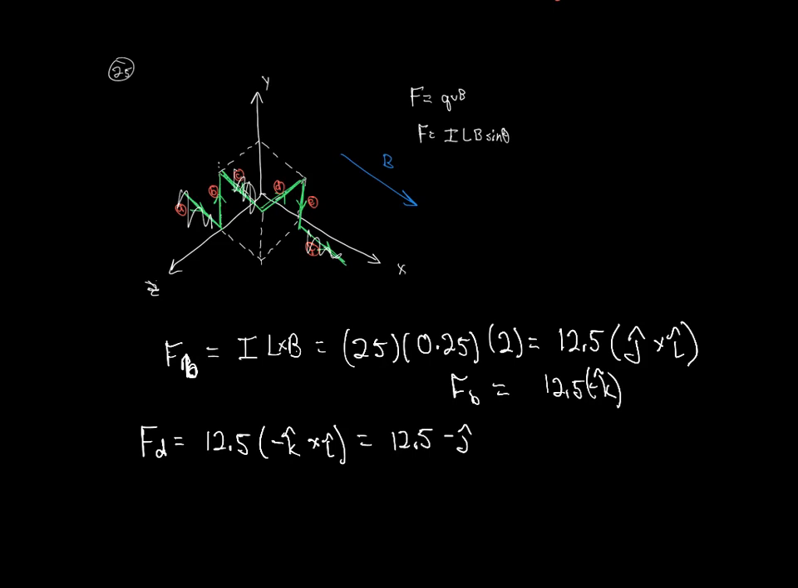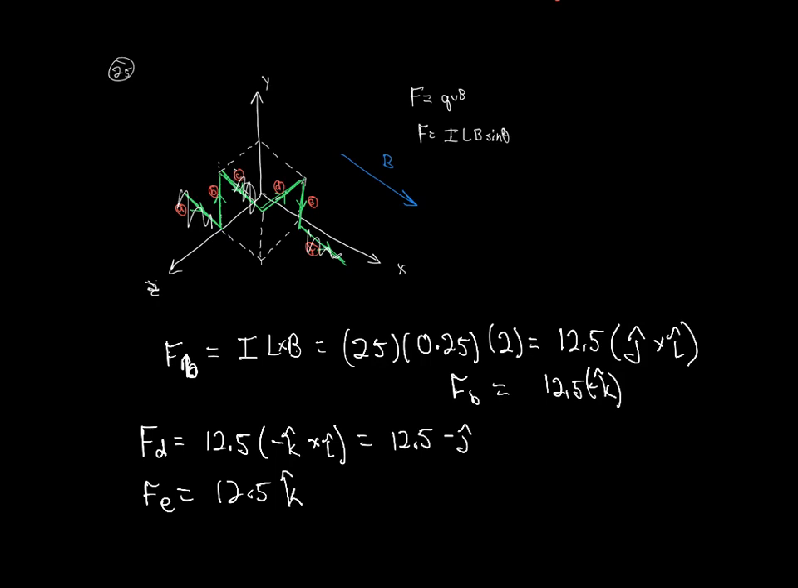Okay. CD, let's do E. Same magnitude, 12.5. I have the same current, same length of the wire, same magnetic field. Now I'm going down, so my fingers have to point down. I bend my fingers, they come out. What direction is my thumb going on this picture? Z, which would be K hat. Positive because it's coming out.